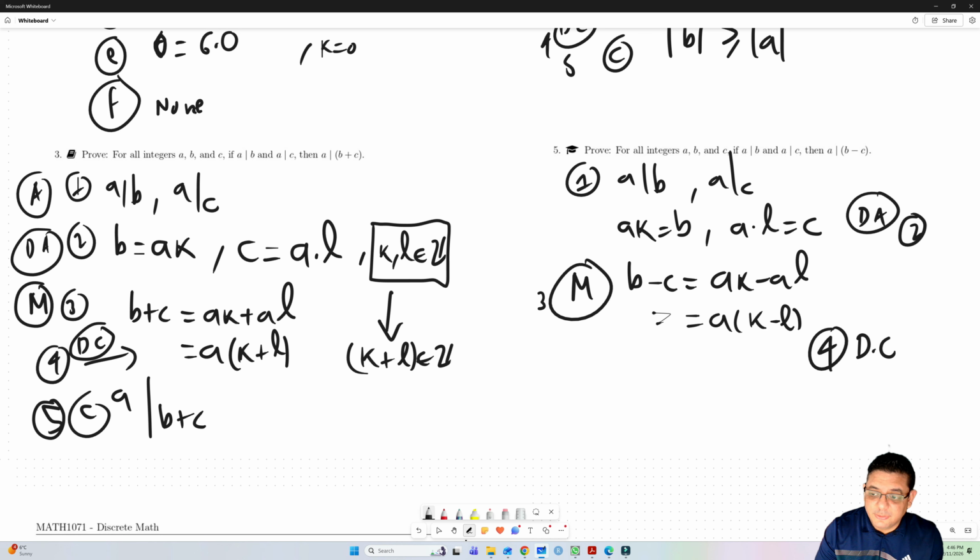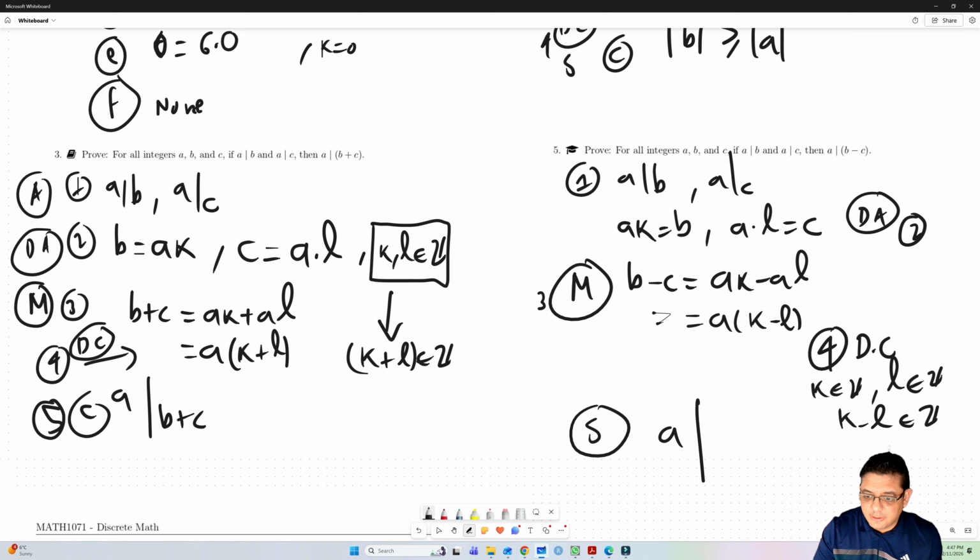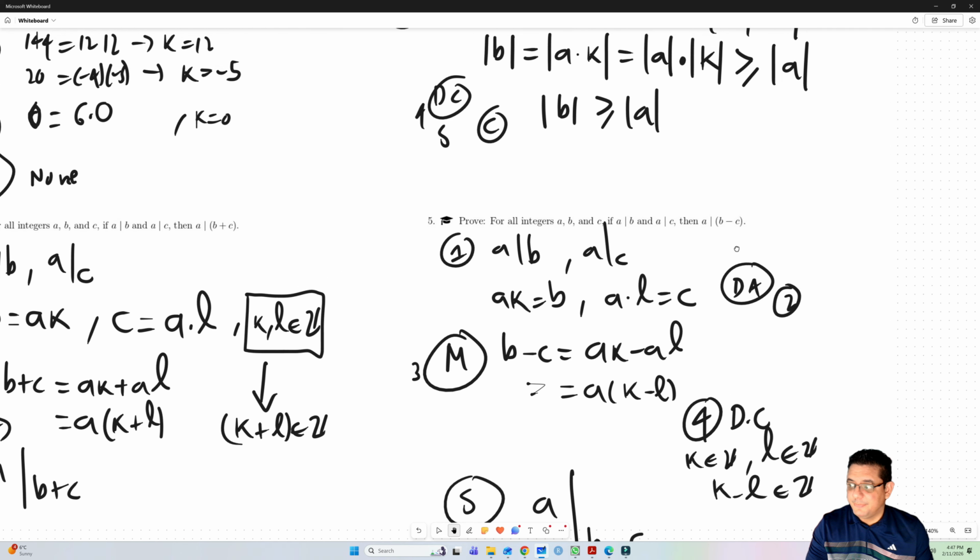I just need to validate for this that because k is an integer and l is an integer, then k minus l is also going to be an integer. And so this completes my definition of the conclusion. And step 5, I can conclude, well, a is going to divide b minus c, or b minus c is divisible by a. All right, so that's question 5.